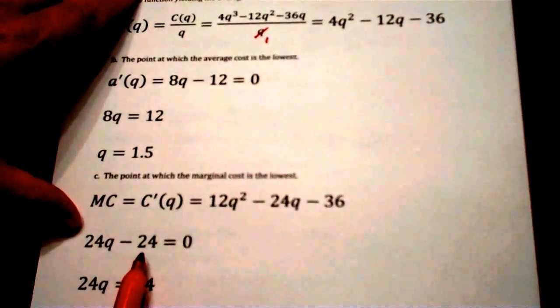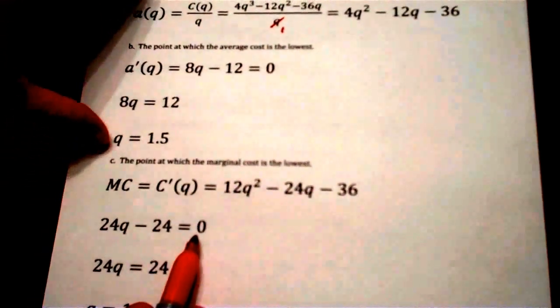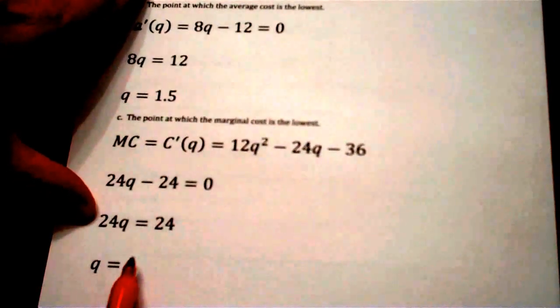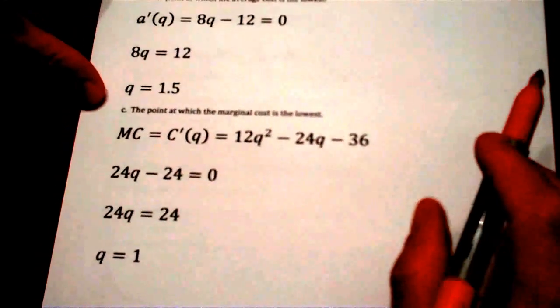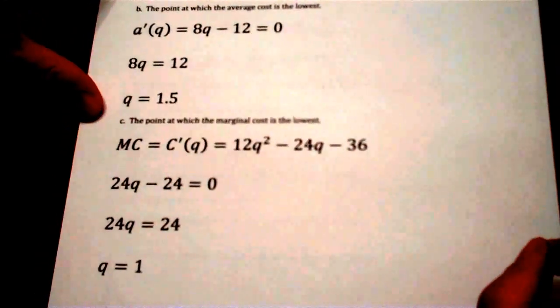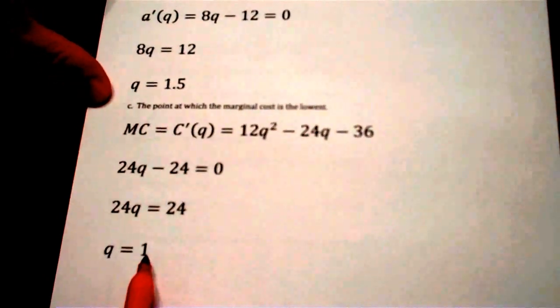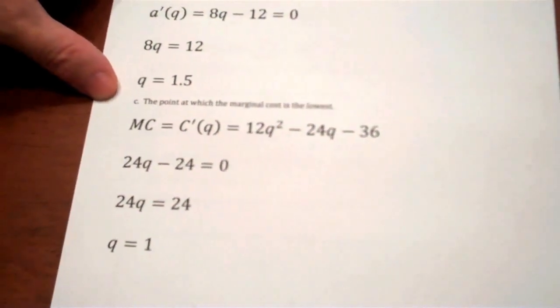And again, at the minimum, I know this derivative will equal 0. Adding 24 to both sides of my equation yields 24q equals 24, so q must equal 1. So producing 1,000 items would result in the lowest marginal cost. Or in other words, the cost of producing the 1,000th item is cheaper than it was to produce the 999th or the 2001st item.